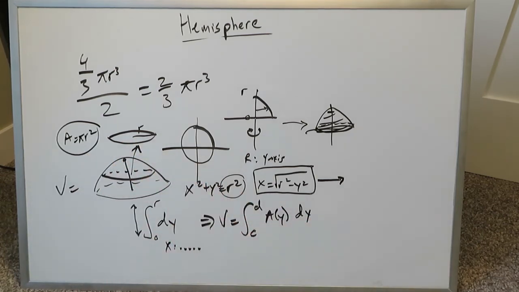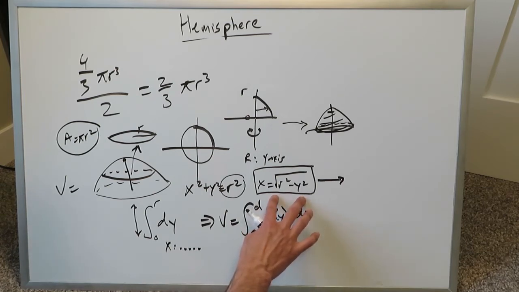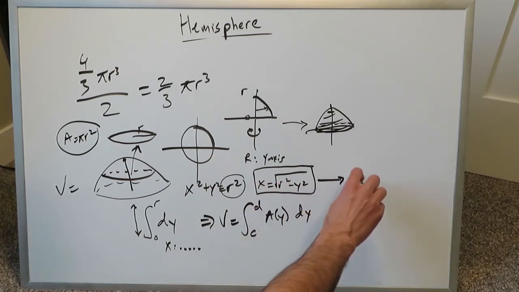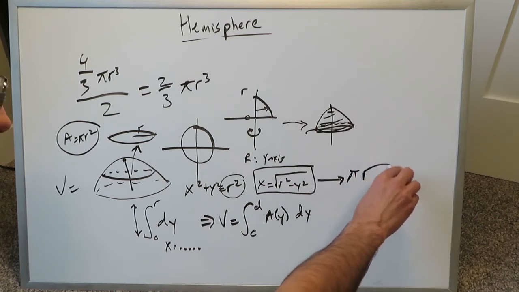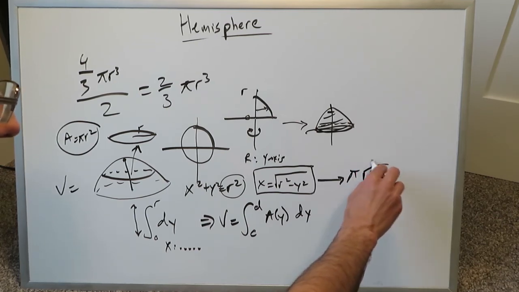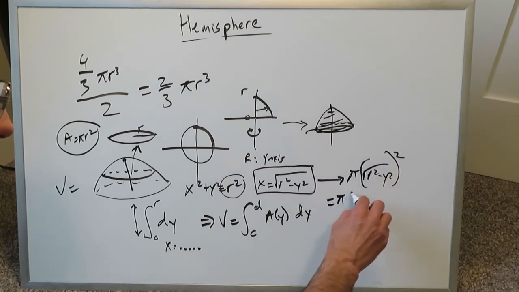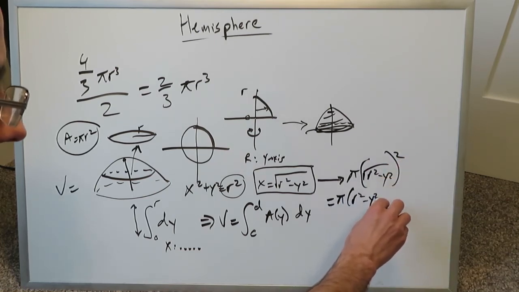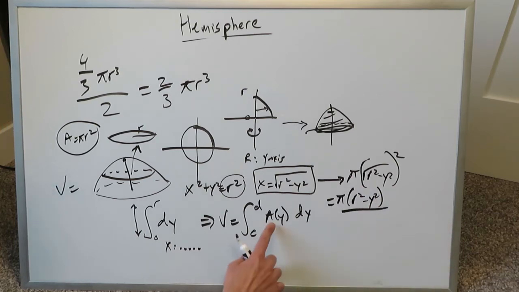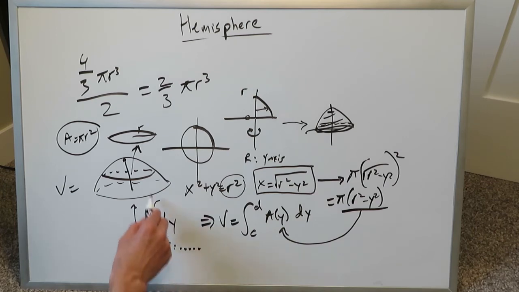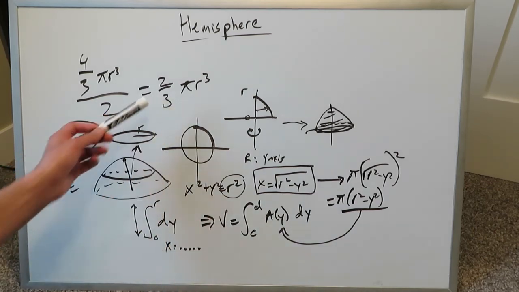What is this cross-sectional area? It would be pi r squared, or pi times the square root of r squared minus y squared, whole squared. And you can easily determine that. The area of each cross-sectional slice would be pi times r squared minus y squared. So we have our A of y, which is this. We have our intervals, which are 0 to r, and all we have to do now is integrate this to determine the volume of a hemisphere.